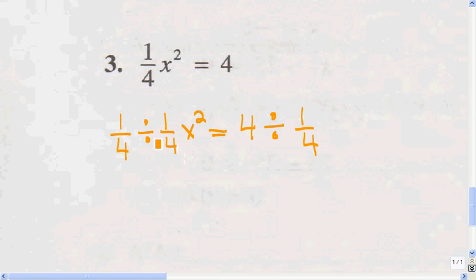Okay, now let's work this out. Remember, when you're dividing fractions, you change the division sign to a multiplication sign, and you flip the fraction. So 1 over 4, I'm going to change this to multiplication, and then I'm going to flip the fraction, 4 over 1. What's going to happen here is that these 4s are going to cancel out, cross-canceling. Remember, multiplication, cross-canceling? And these 1s are going to cancel out. And what I'm going to have left is just x squared.